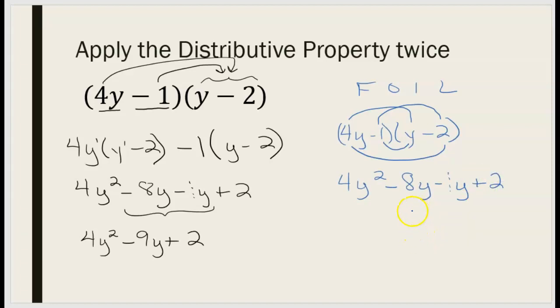Okay? All right. Again, I have some like terms to combine here. 4y squared minus 9y plus 2. Both of those answers match identically. Using the distributive property, you do have one extra line of writing, but again, you're going to see in the next video why that's going to be handy, but you can also use the FOIL method. Either one is perfectly acceptable, okay?